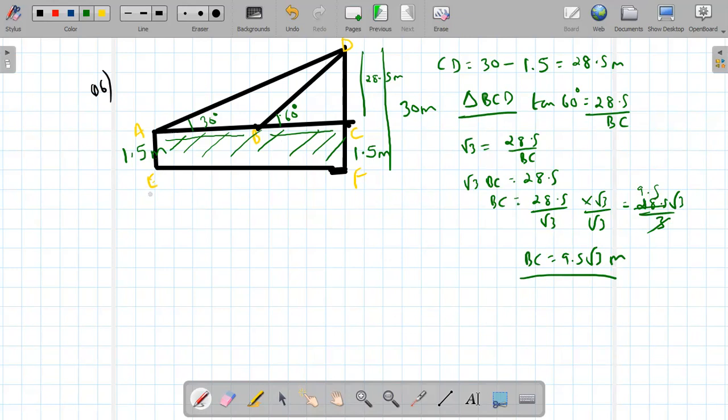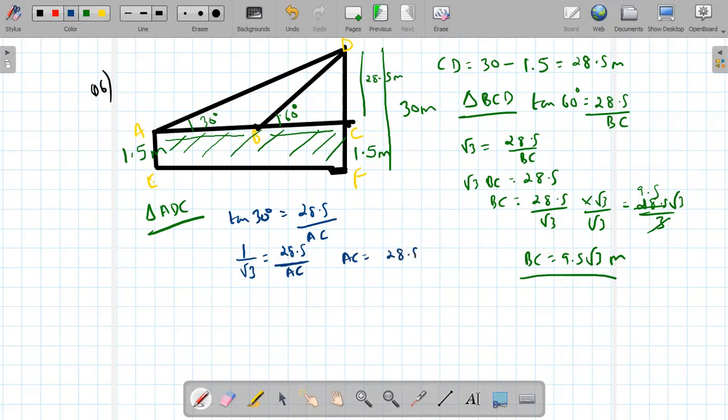Now let's take the bigger triangle, that is triangle ADC. In triangle ADC now, we will use tan 30. This angle here is 30. Tan 30 is perpendicular by base. So that's 28.5 divided by the base length, that is AC. Put the value of tan 30, 1 upon root 3, so 1 by root 3 is 28.5 upon AC. Cross multiply, we get AC is equal to 28.5 root 3. So here we get the value of AC, here we have got the value of BC.